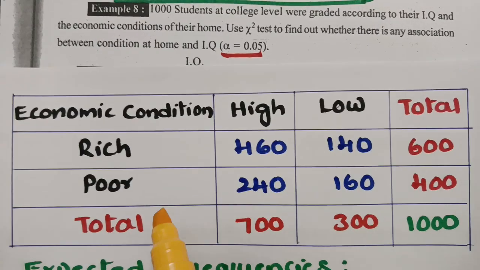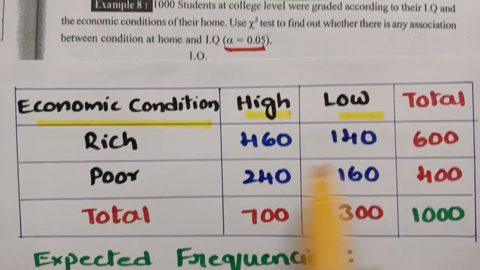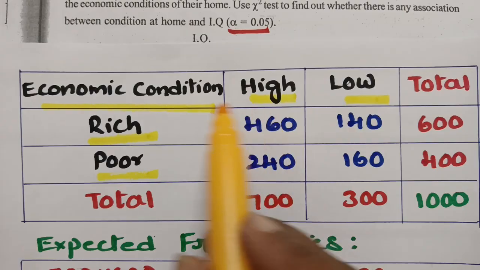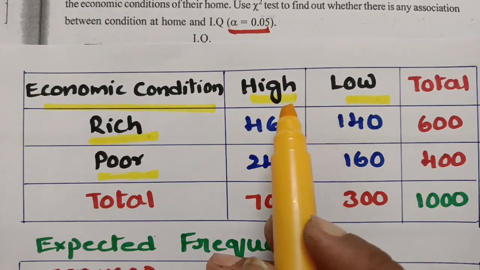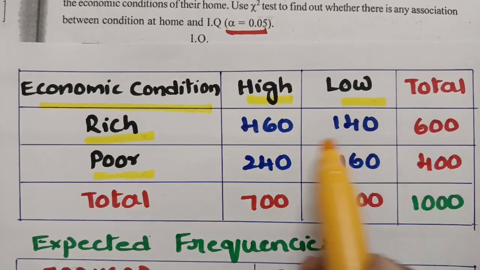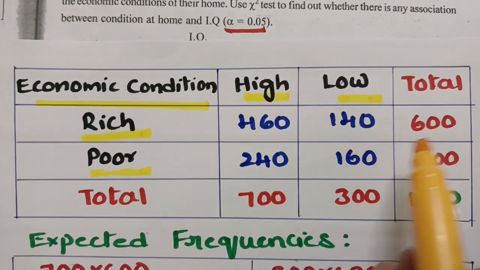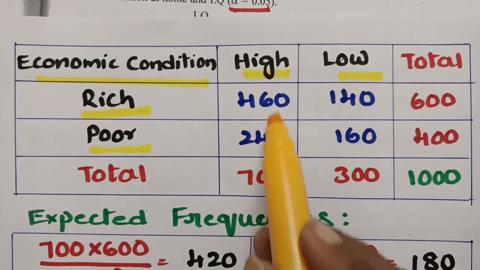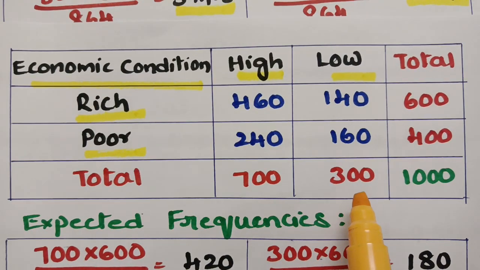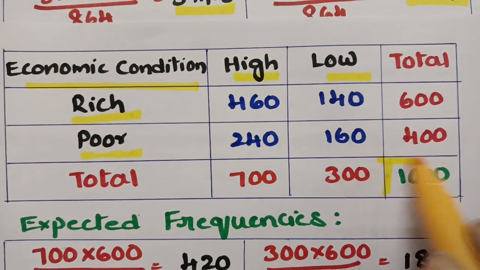Here are the economic conditions, that is high and low, and these are the economic conditions rich and poor. See here, this is the row total, that is 460 plus 140 is 600, 240 plus 160 is 400, and this is the column total, that is 700, this is 300, and this is the grand total, 1000.